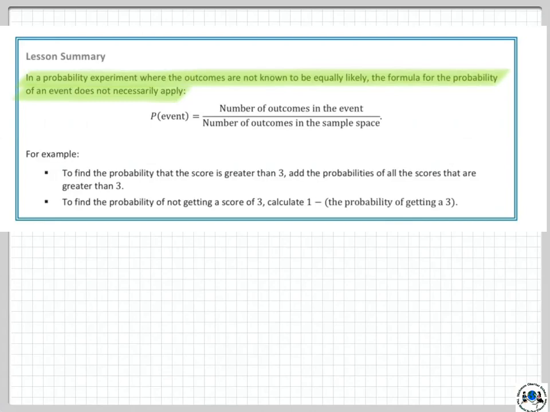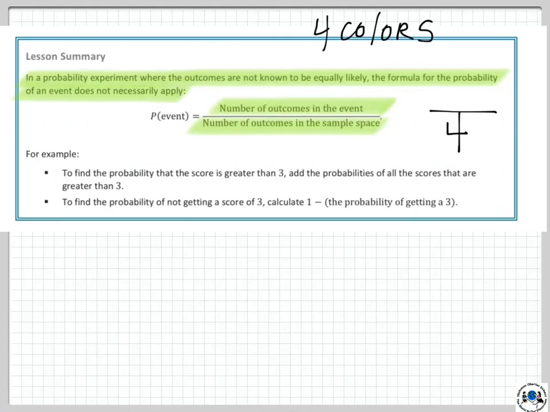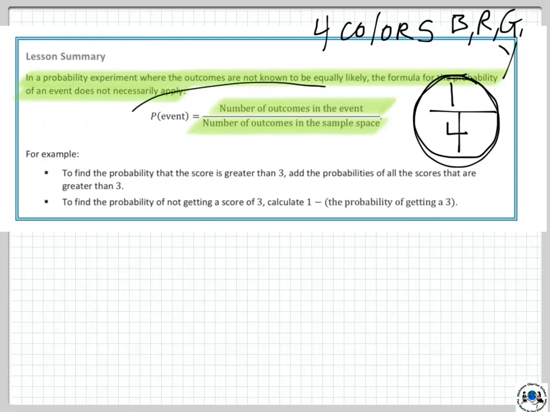In that case, we had the number of outcomes in the event over the number of outcomes in the sample space. And again, the sample space were the possibilities. Remember, if we had 4 colors, all the same probability, we'd have 4 possible outcomes. That's our sample space, and one of those colors, let's say blue, would be one of those. So blue, red, green, yellow, they would all have that 1/4. So this would apply here.